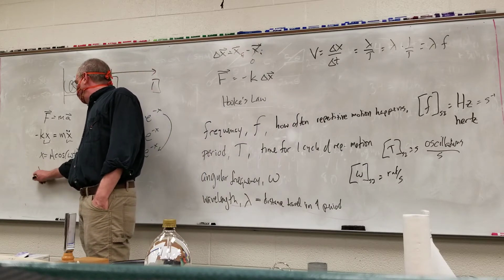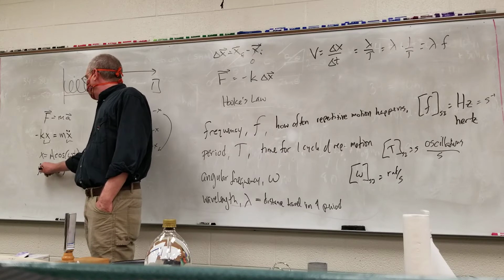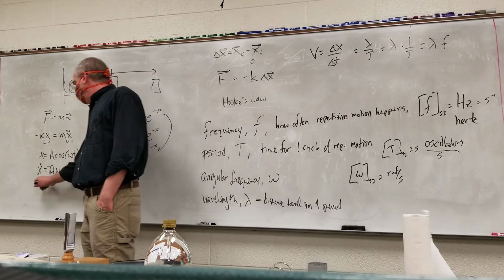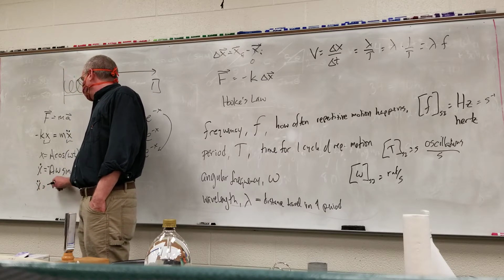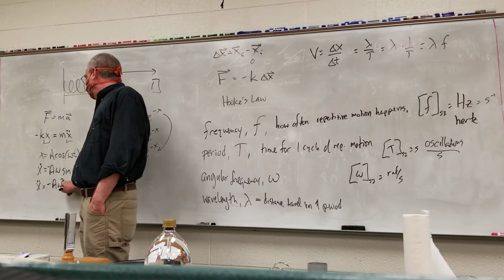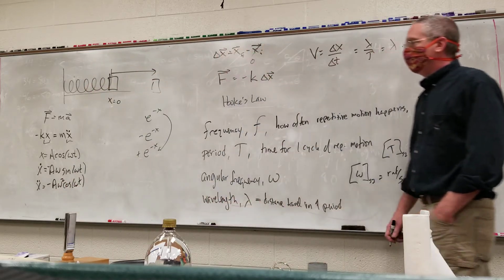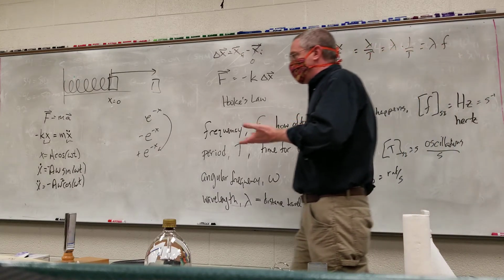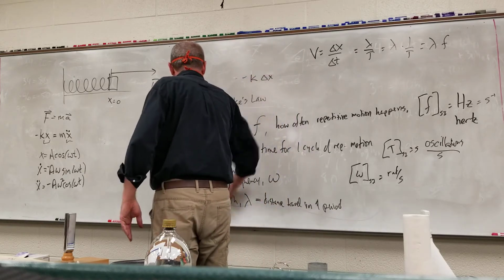So my first derivative with respect to time becomes negative a omega sine of omega t. My second derivative, negative a omega squared cosine of omega t. So indeed, the second derivative is a negative of itself, times some constant up front, which we will deal with now.